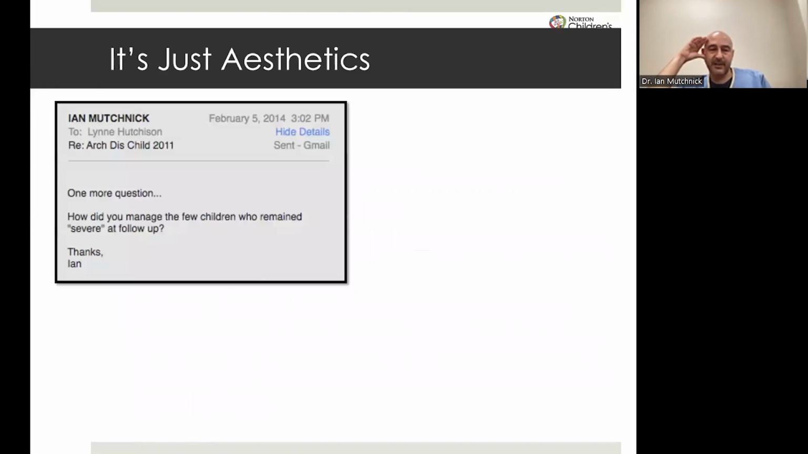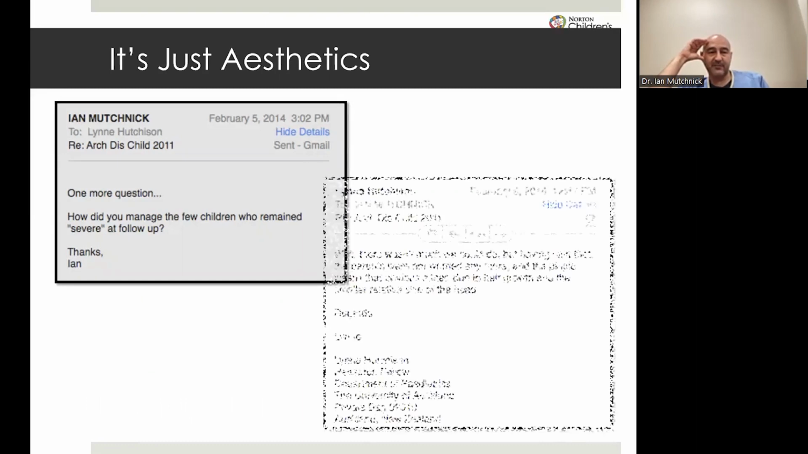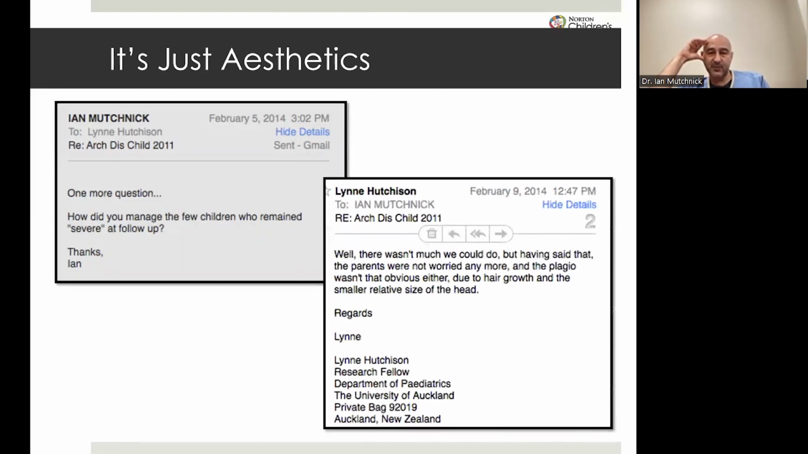I was curious about the 4% of kids who were severe at time 1 and remained severe at time 2. But they didn't mention what happened to them. I actually wondered if they got surgery. Was there surgery involved here? So I emailed Lynn Hutchinson, the lead author, and I just said, "Hey, how did you manage the few children who remained severe at follow-up?" And she said, "Well, there wasn't much we could do, but having said that, the parents were not worried anymore, and the plagio wasn't that obvious either due to hair growth and the smaller relative size of the head."